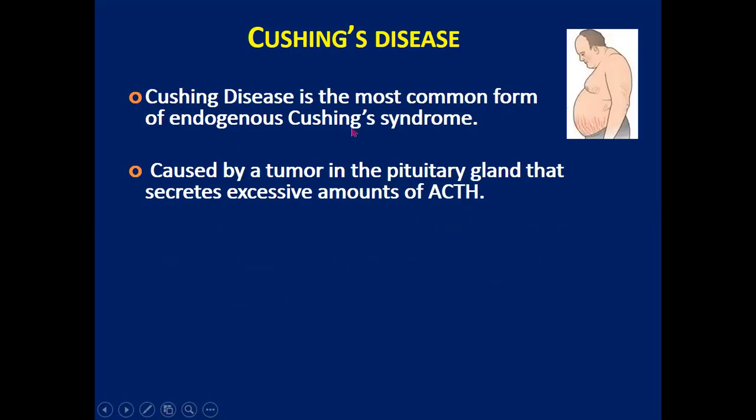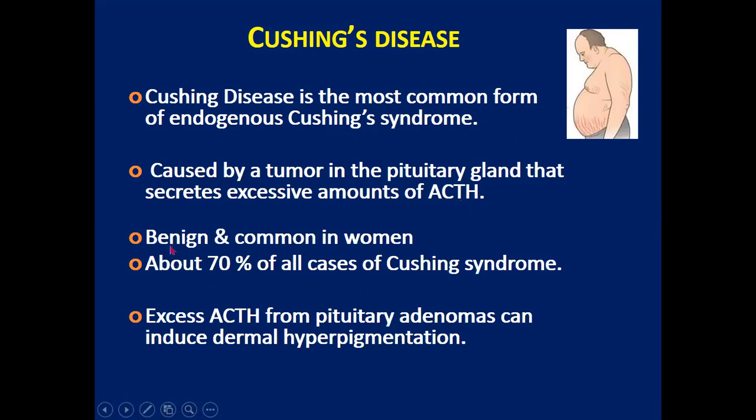Cushing disease is the most common form of endogenous Cushing syndrome. I'm not talking about Cushing syndrome, I'm saying Cushing disease. It means it is mostly from a pituitary adenoma. It may be a microadenoma or a macroadenoma, caused by a tumor in the pituitary gland that secretes excessive amounts of ACTH, which then has the effect you saw in the picture of the previous slides, increased production on the adrenal glands. These are benign and more common in women, 70% of all cases of Cushing syndrome.